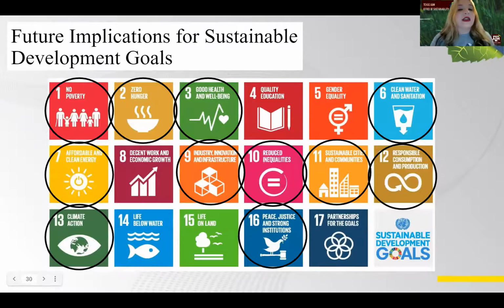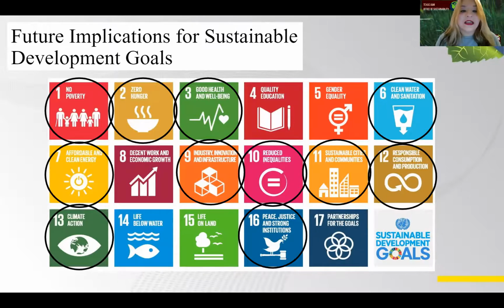And then we're going to talk about the Sustainable Development Goals a little bit. In the year 2000, the UN, or United Nations, released a plan of action known as the Millennium Development Goals. They were supposed to act as a guideline for the nations of the world to follow in order to make the world a more sustainable place.